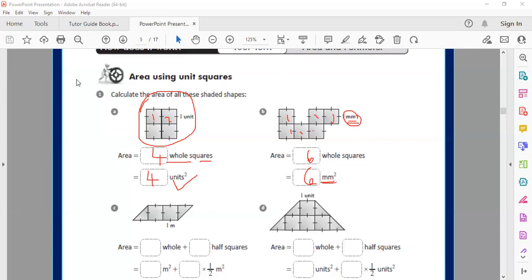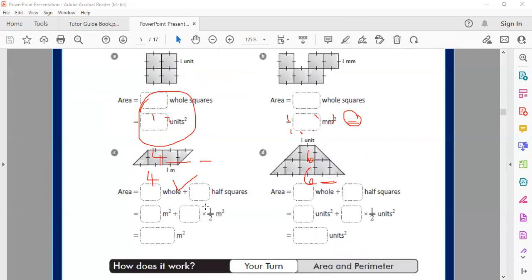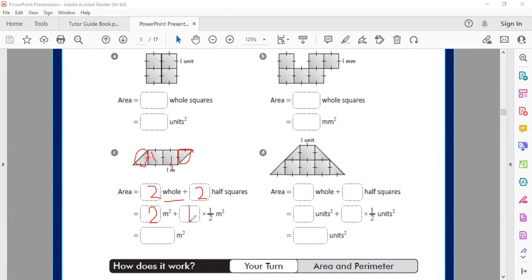All right, simple questions. Now, how about this one here? This little shape with a triangle here and a triangle here. So, whole is how many? 1 and 1. So we have 2 wholes and 2 halves. 2 wholes means 2 meters, and 2 halves, 2 times half, when you combine them, you get only 1 whole. So 2 plus 1, 3 meters squared.